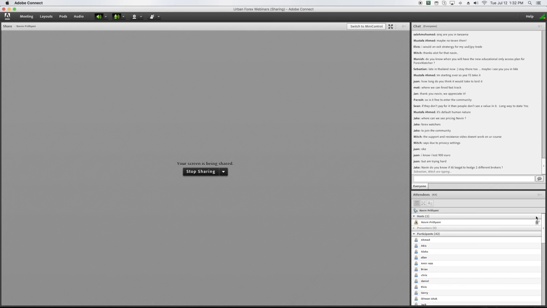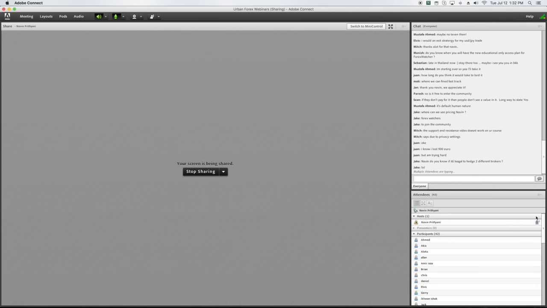Is it legal to hedge two different brokers? I guess it is, go for it. I know people used to do that a lot back in the day. I don't know how convenient it is anymore, but they used to do that.